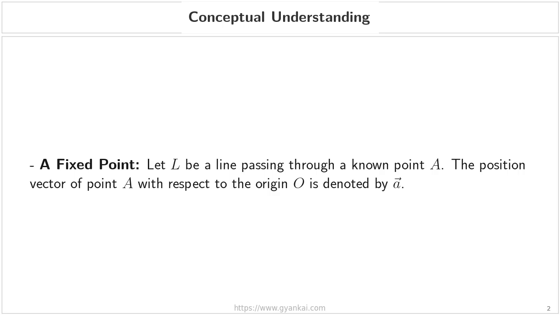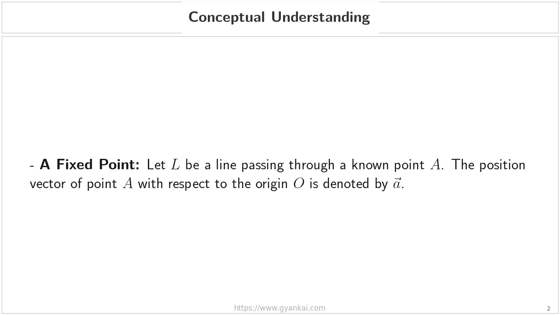Conceptual understanding. First, we need a fixed point. Imagine we have a line, which we'll call L, and we know for certain that it passes through a specific known point, which we'll call A. To turn this point into something we can use in an equation, we use its position vector.